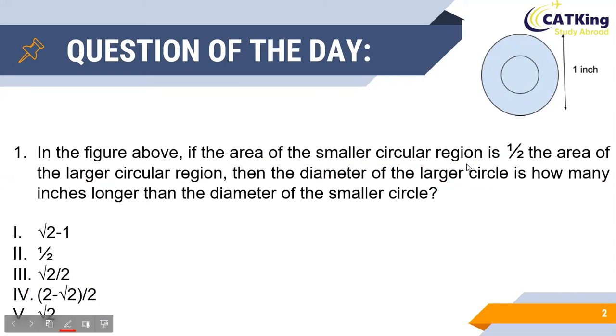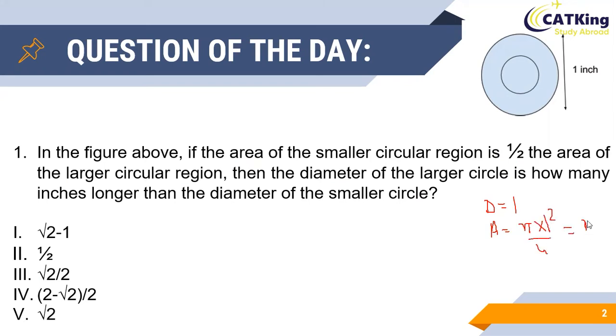So from the figure, we can see that the diameter of the larger circle is equal to 1 inch. Let us call this capital D. Hence, capital D is equal to 1. Now, the area of the larger circle, let us call it capital A, is equal to pi times 1 squared by 4, or pi by 4.